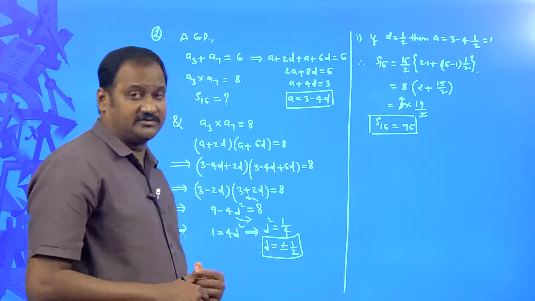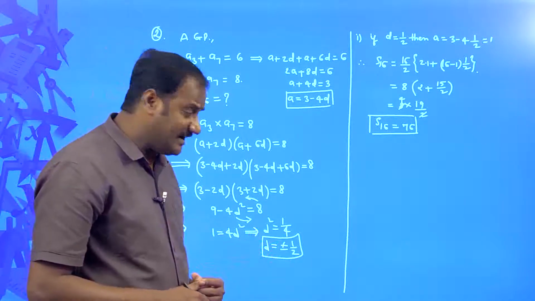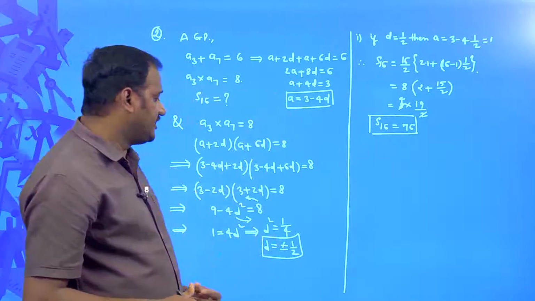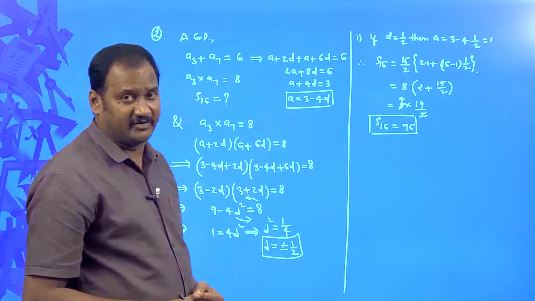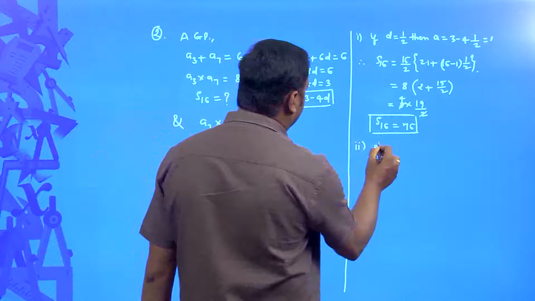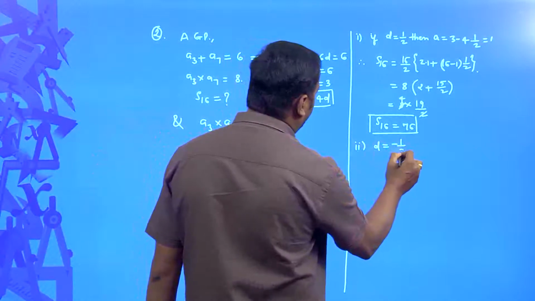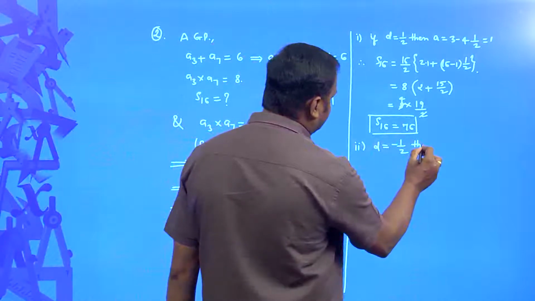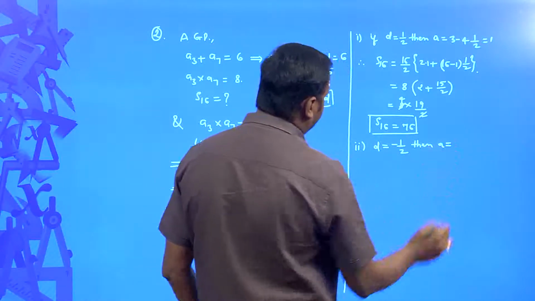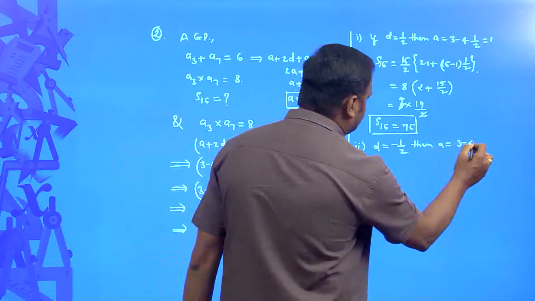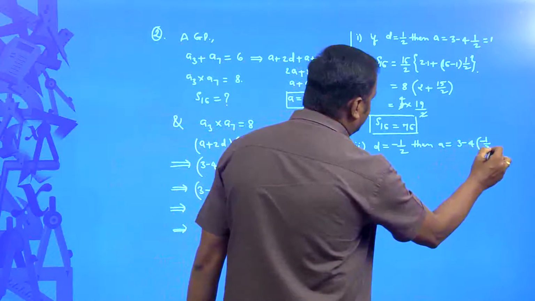But we have one more value of d there. We used d is equal to 1 by 2. Now, you have to use d is equal to negative 1 by 2, right. So, the second case is when d is equal to negative 1 by 2. If d is equal to negative 1 by 2, then what about the value of a? So, then the value of a is going to be, substitute here 3 minus 4d. So, 3 minus 4 into d, which is negative 1 by 2.